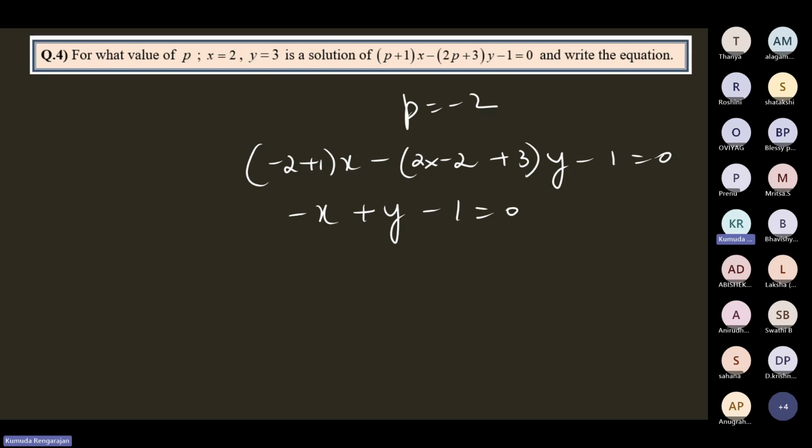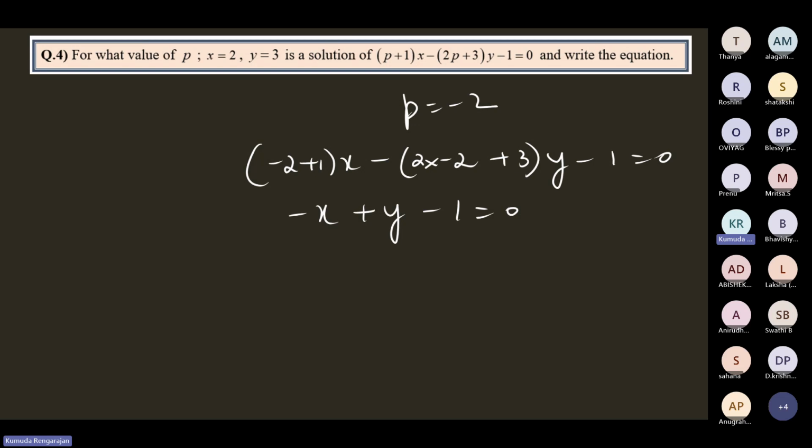So we were given an equation in X and Y whose coefficients were not known. The coefficient of X is P plus 1. We don't know the coefficient exactly. It's P plus 1. The coefficient of Y is minus (2P plus 3). So we are given a solution to this equation. It's a linear equation in X and Y. It has infinitely many solutions. One is given to you, (2, 3). So it will satisfy the equation.